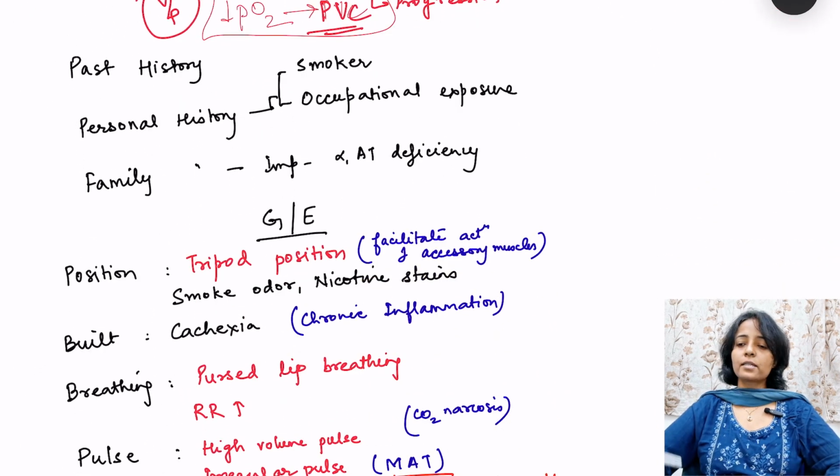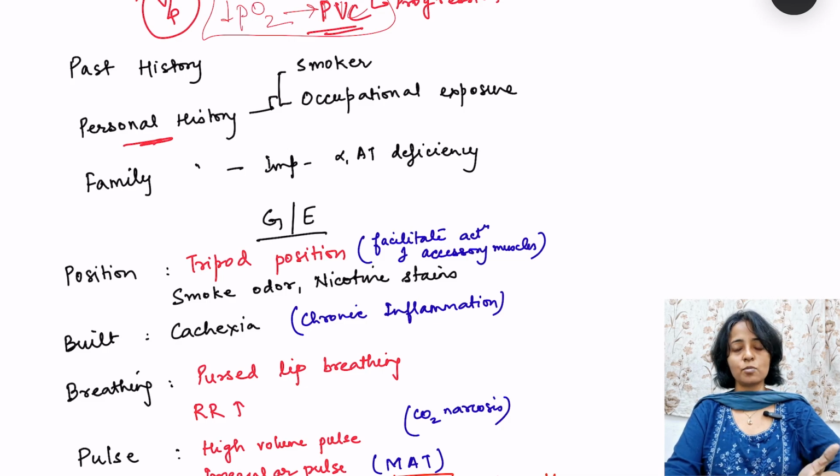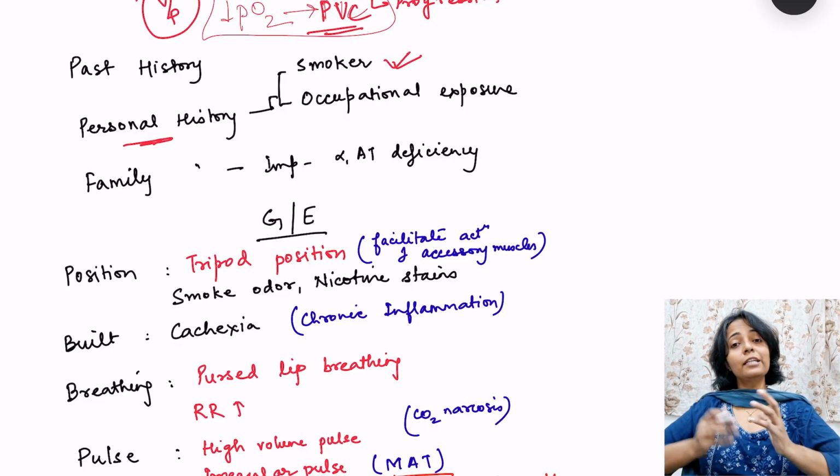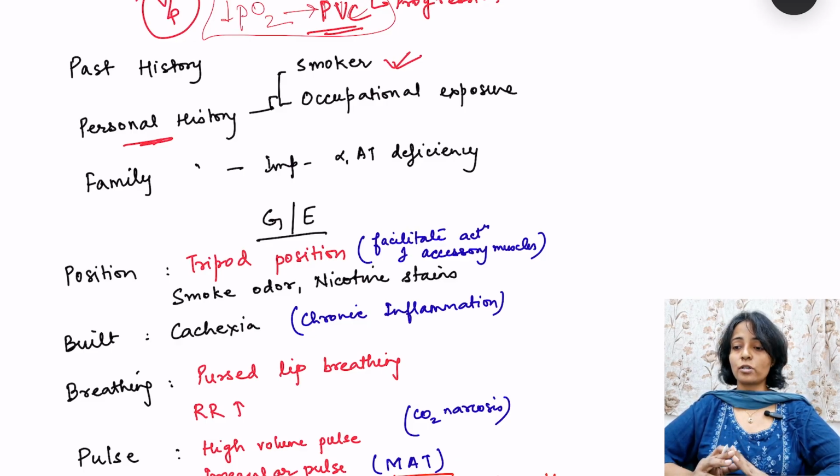Moving on to the next, that is personal history. Personal history, the person may be a smoker. High chances that the person is a smoker, because 80 to 85% of cases of COPD occur in smokers. Okay, and then you have to ask a history about occupational exposure as well.